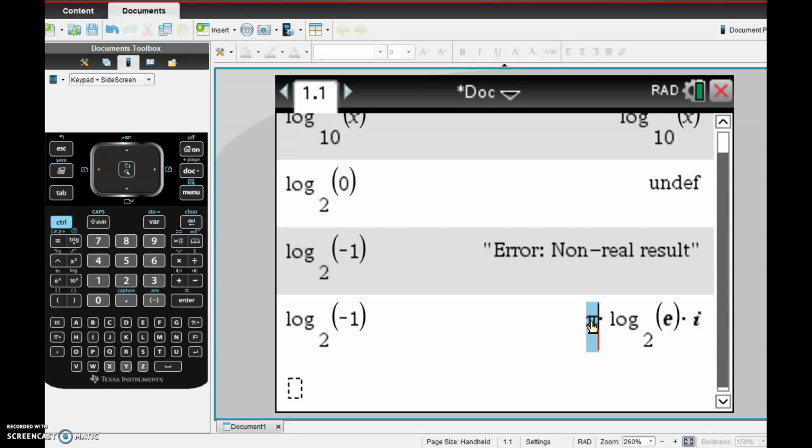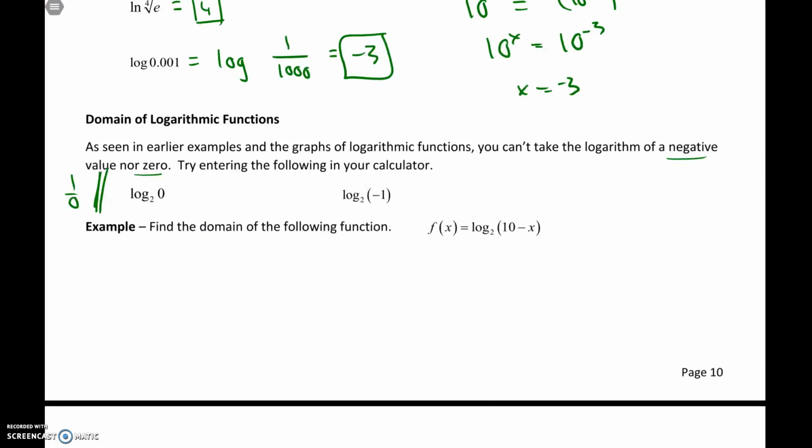In fact, there's an equation, maybe we'll do it later in the notes, called the Euler equation, and it relates pi, e, i, 1, and 0, which is an interesting and well-known result. Regardless, for us, this is just going to be undefined, okay? You can't take logs of negatives.